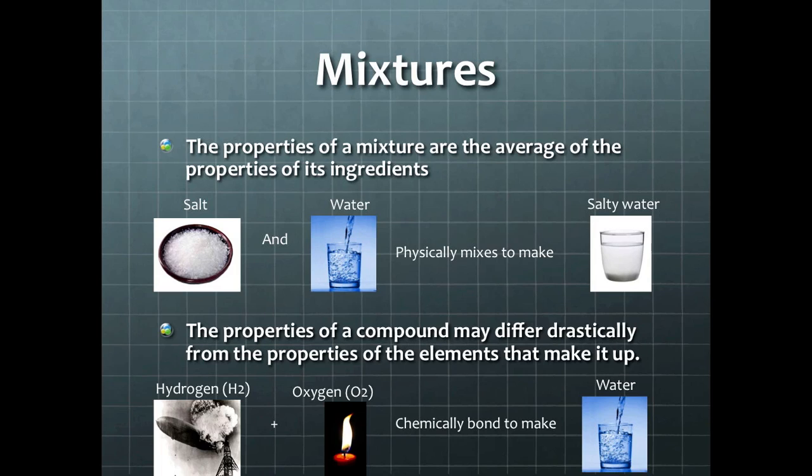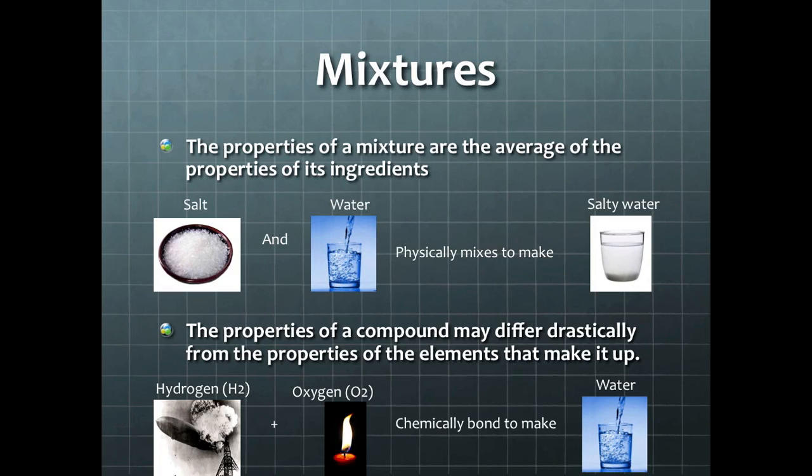Now, if you look at a compound, on the other hand, the properties of a compound differ drastically from the properties of the elements that make it up. So you have hydrogen, which is extremely explosive. If it reacts with oxygen, which also is extremely explosive, they chemically bond to make water, which is not explosive at all. So hydrogen plus oxygen chemically bonded make a compound called water. Water has totally different properties than oxygen by itself or hydrogen by itself.